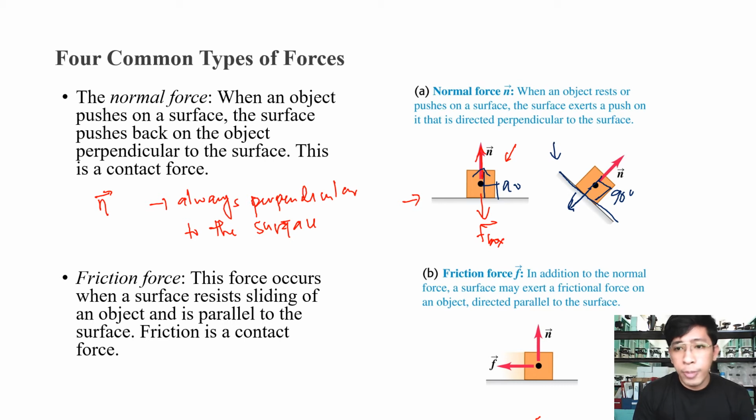So it's always perpendicular to your surface. Again, your normal force, whatever the direction of your surface, is always perpendicular to your surface, or at 90 degrees. Okay, so that is your normal force.